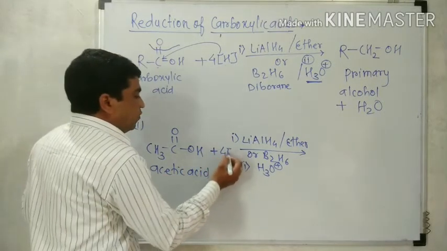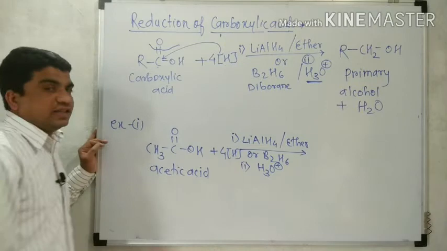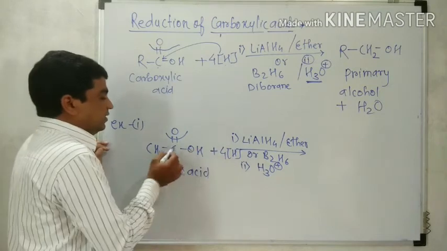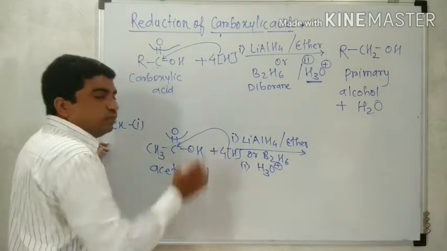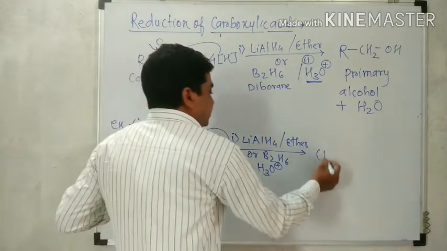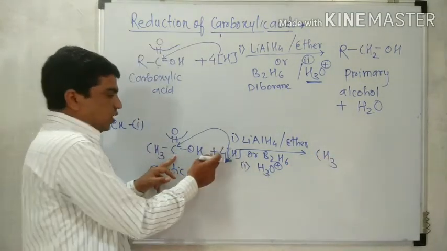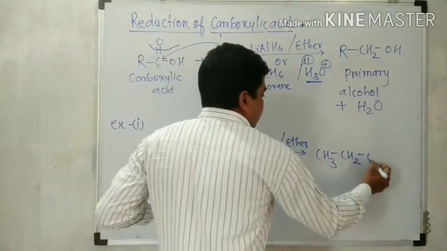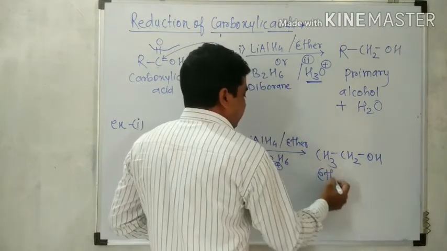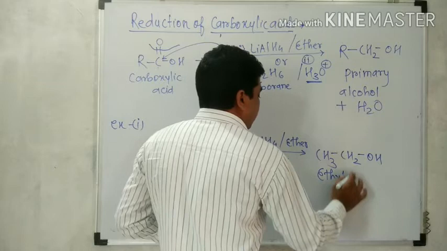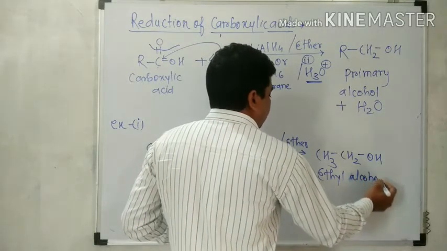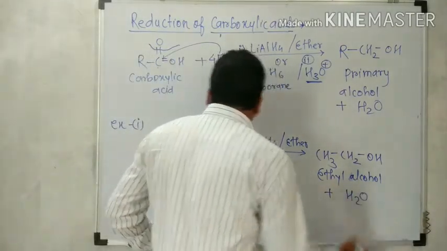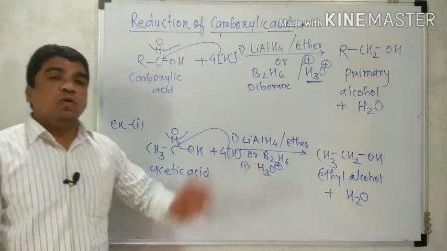So here we know that 4 nascent hydrogen is produced in the reaction from the reducing agent. Oxygen is eliminated from that carbon, and this carbon gets 2 hydrogen from the 4 hydrogen atoms. So here we obtain CH3, and that carbon with 2 hydrogen is converted to CH2, single bond OH. This is the formula for ethyl alcohol. We obtain ethyl alcohol as our first product. The remaining oxygen plus 2 hydrogen gives H2O. In this way, acetic acid can be converted to ethyl alcohol.